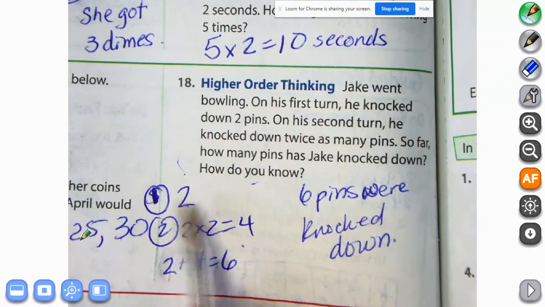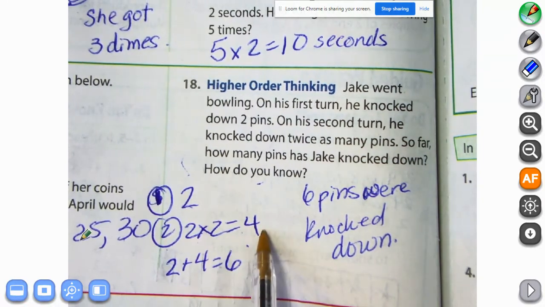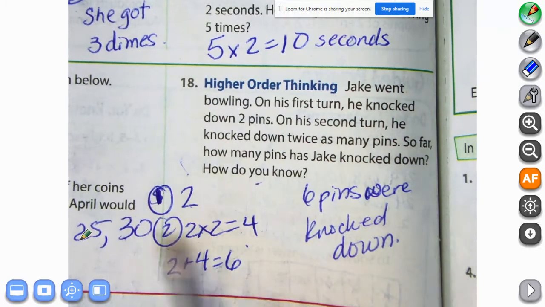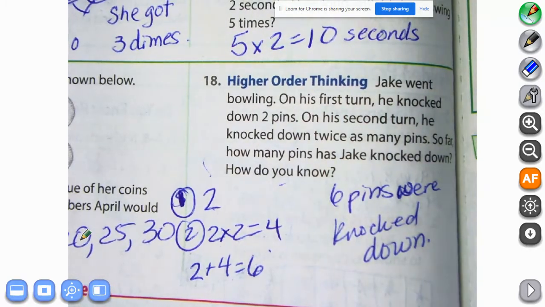Because on the first try he got 2. On the second try he got twice as many. So 2 times 2 equals 4. If you add up all of them, 2 plus 4 equals 6. So 6 pins were knocked down.